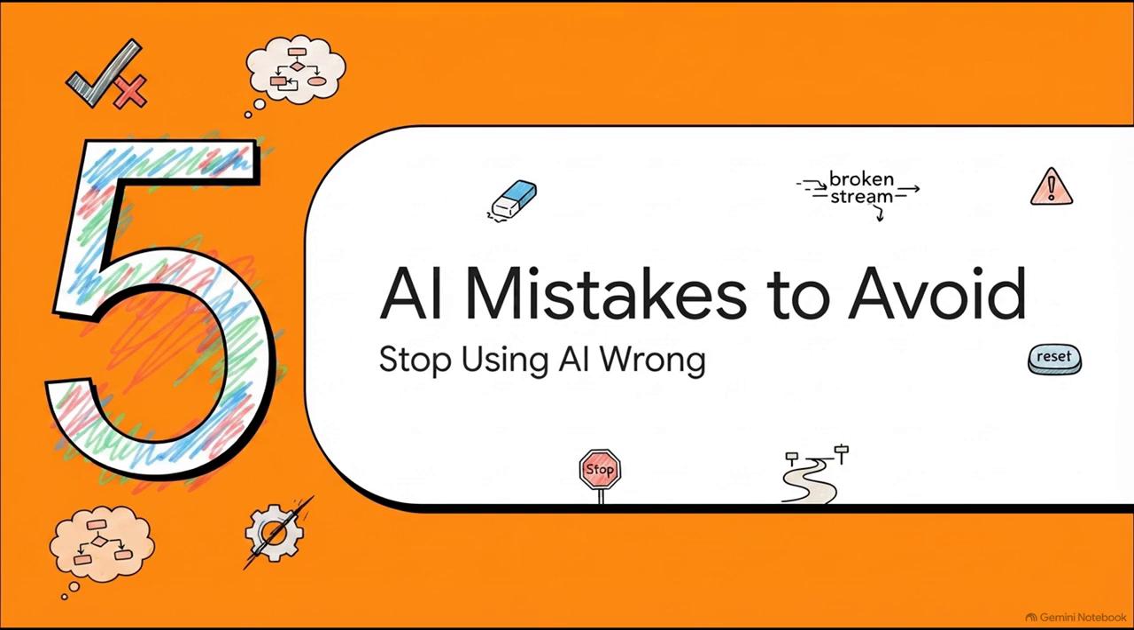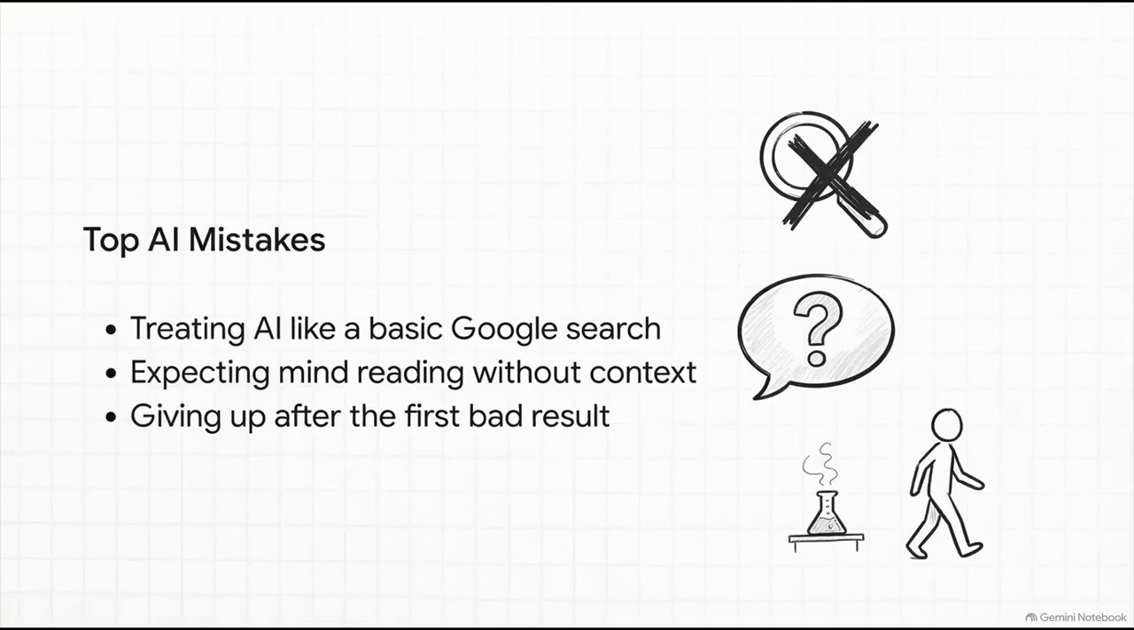Finally, let's wrap up with AI mistakes to avoid. I really want to highlight the pitfalls that separate the people who absolutely love AI from those who try it once and think it's completely useless. First off, stop treating it like a basic Google search bar. Second, don't expect it to read your mind. It doesn't know your business or your preferences unless you explicitly tell it. And third, please do not give up after the first bad result. Remember, your first output is literally just a rough draft. The real magic happens when you iterate, refine, and have an actual back-and-forth conversation with the tool.